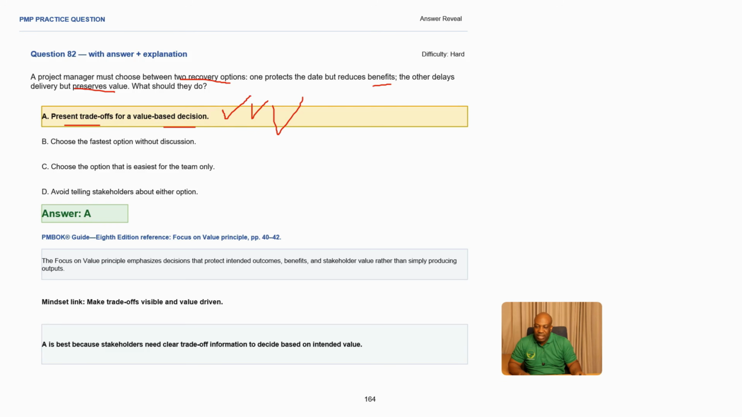Then what is our link to our PM book? We focus on value principles, okay? And the best mindset in this scenario is to make trade-offs visible and also value-driven. This is a very important mindset. When you're doing your trade-offs, make sure the trade-offs are visible and value-driven. So every decision that you make must have value. Making A the best answer because stakeholders need clear trade-off information to decide based on intended value. Making A the best answer.